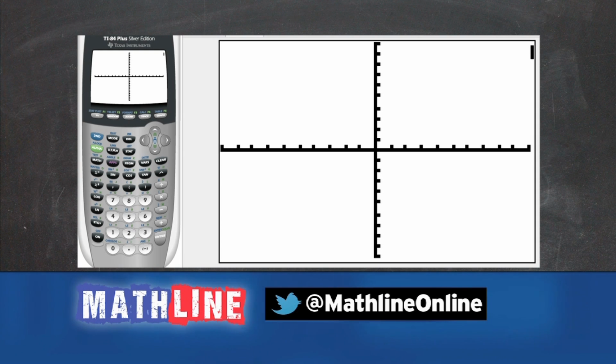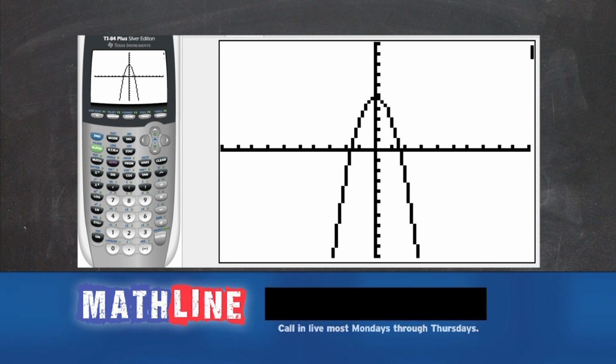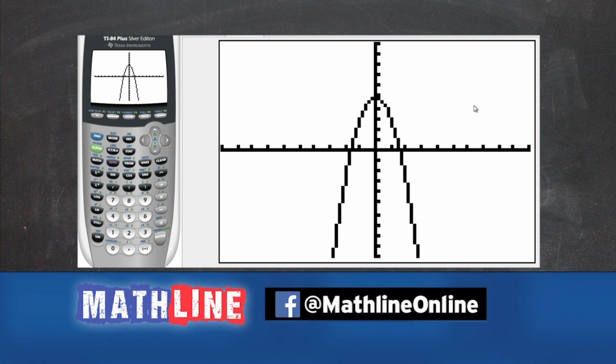Here we go. And just what we expected. It's pretty tight. It's much more narrow than the parent graph that we've been looking at. It also opens downward. And look at the peak. It's right up there at 5. So I'm going to go ahead and get ready to graph this thing. But we're going to use the trace.